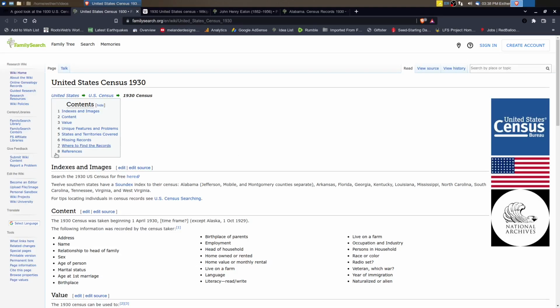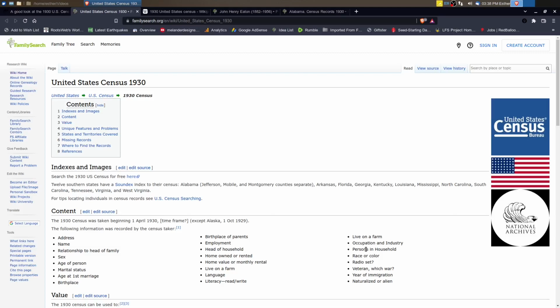You can see here in the middle of the page the types of questions, and they're very similar to the 1920 census. There was a little bit of variation in the order of the columns and exactly what was asked, but they're for the most part the same. There were a couple of questions that are interesting.